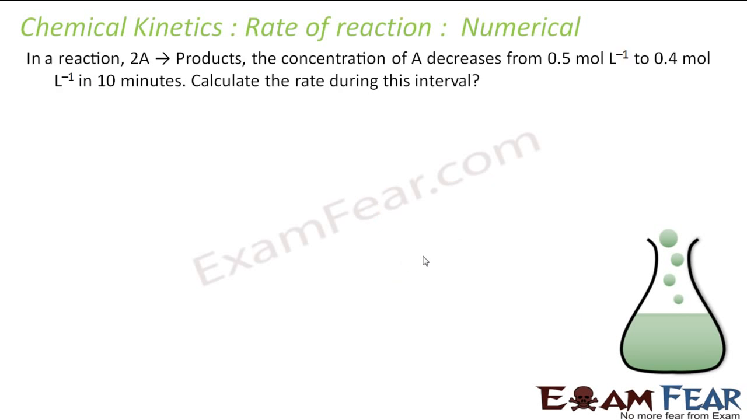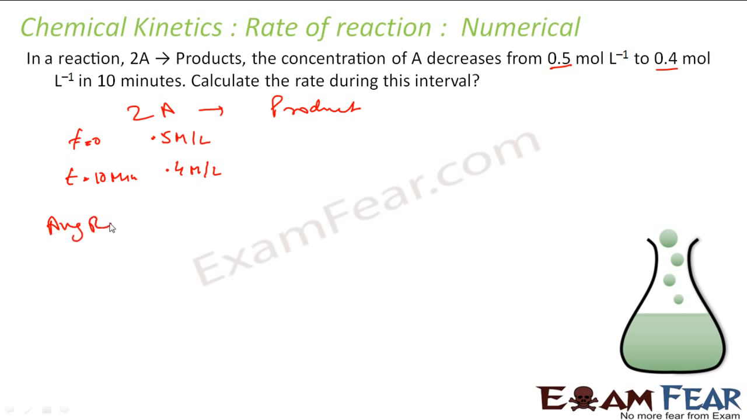Let's take one more example. The reaction 2A becomes product. The concentration of A decreased from 0.5 moles per liter to 0.4 moles per liter in 10 minutes. We have to find the average rate of this reaction during the interval. Pretty easy question. 2A to product. At t equal to 0, the concentration was 0.5 moles per liter. At t equal to 10 minutes, this is 0.4 moles per liter.